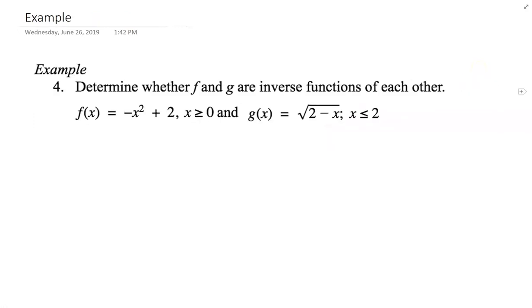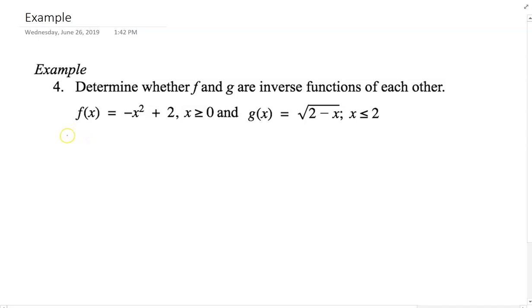Okay, so let's look at a couple of examples. Determine if f and g are inverses of each other. What you have to do in this case is to do f o g of x and g o f of x, right? And if both of them equal x, then they are inverses of each other. And notice they must also be invertible, one to one, and the domains must exist.